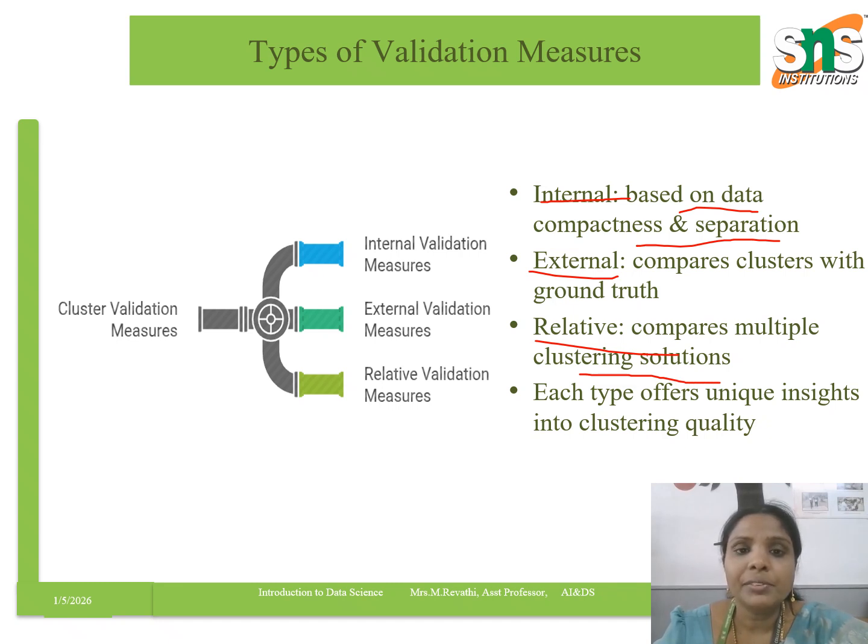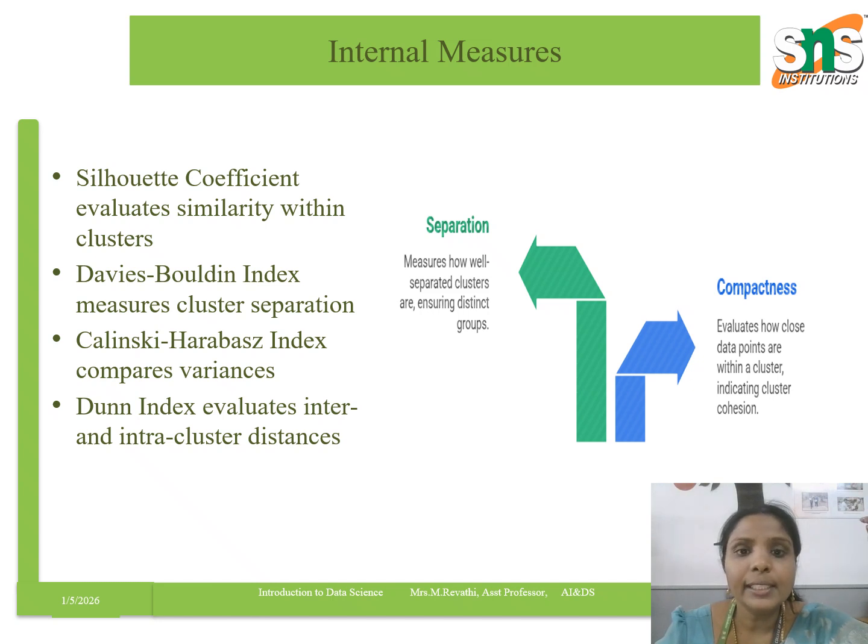Each type gives us a different viewpoint. Sometimes one method is not enough, so we combine multiple validation methods to get a clearer picture. These are the validation methods we are using in clustering validation. Next, we see the internal measures. In internal validation, we will see one by one what we are using and how it works.